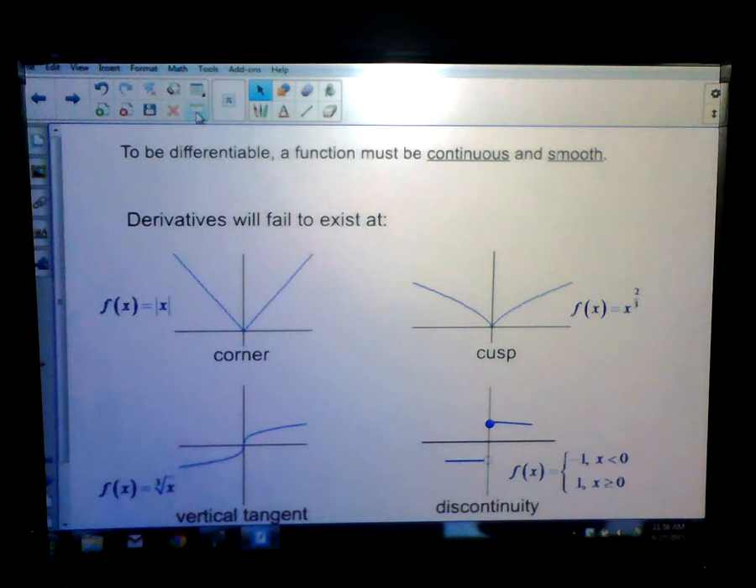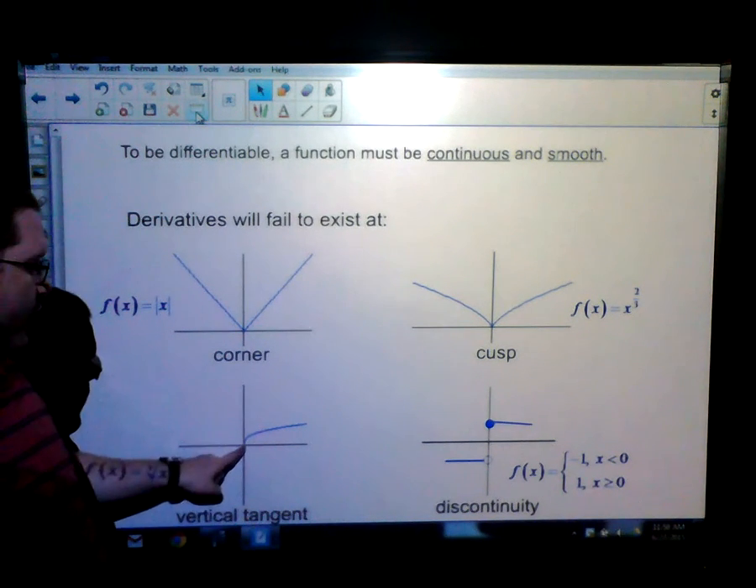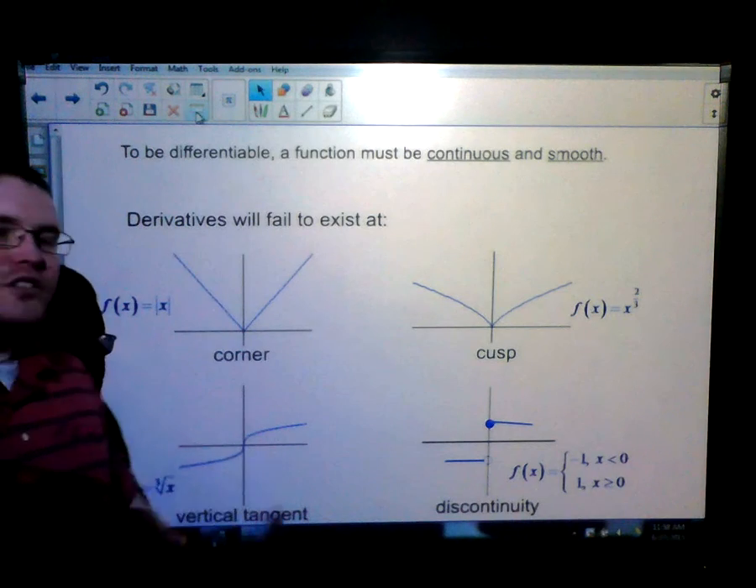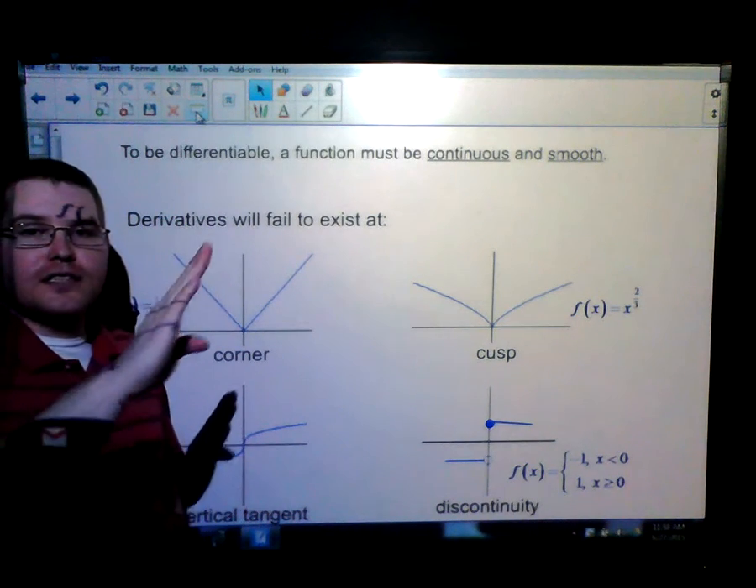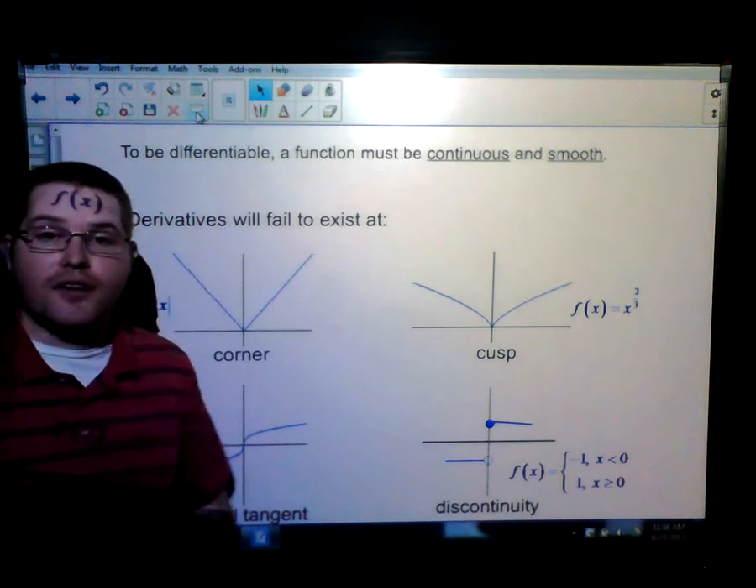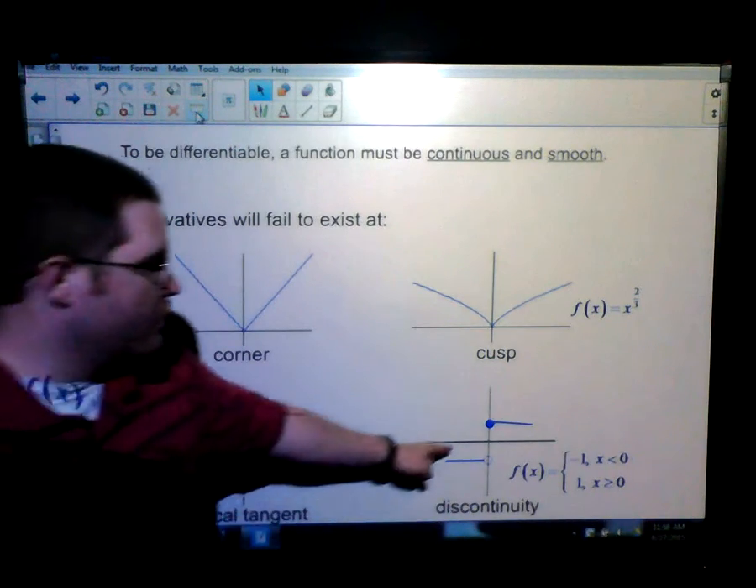And a vertical tangent. Why is there no slope right there? Because that slope is so steep that for one instant it's actually vertical. It's undefined. And a discontinuity.